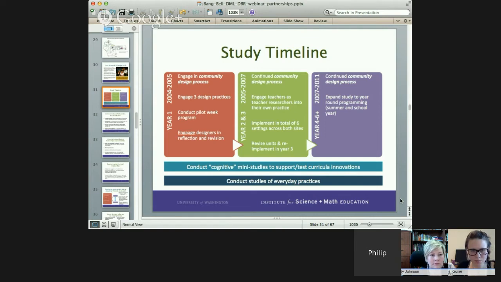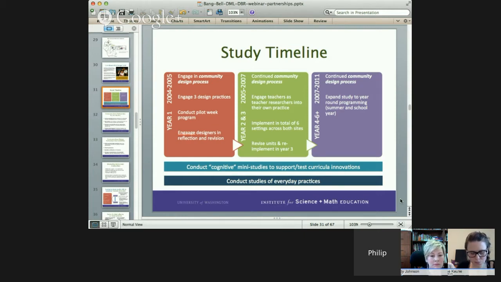We also conducted a pilot week program, but we started really setting up the infrastructure of this. It continued so that the next couple of years we iterated on that. We ended up engaging teachers in that process more specifically, and then we continued to expand. This started out as a summer program and ended up being year-round programming in a local community center.